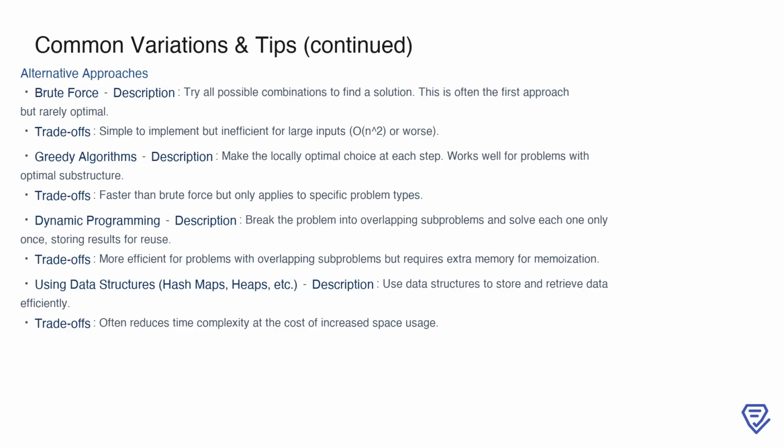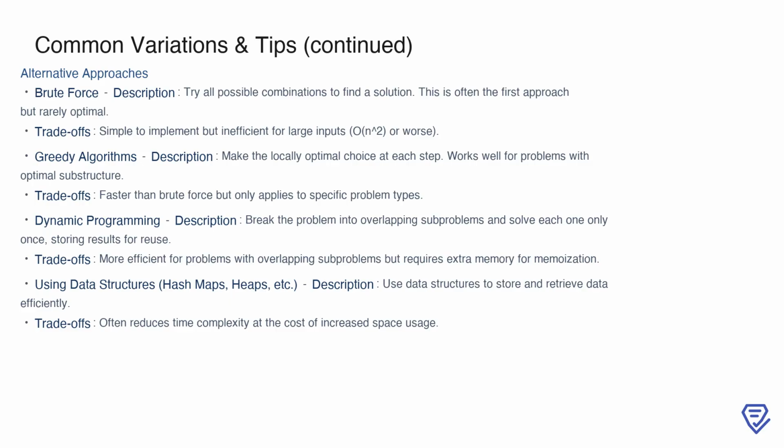Greedy algorithms, on the other hand, focus on making the locally optimal choice at each step. This can be faster than brute force for certain problems, but it only works when the problem has an optimal substructure. Dynamic programming is another powerful method, where you break the problem into overlapping subproblems, solve each one only once, and store the results for reuse. This approach is highly efficient for problems with overlapping subproblems, but it does require additional memory for memoization.